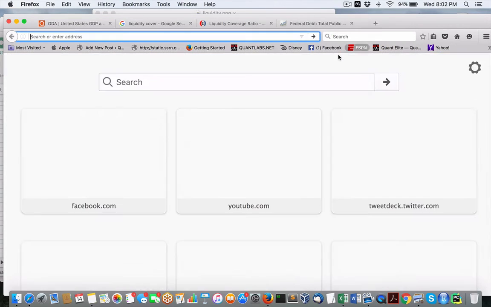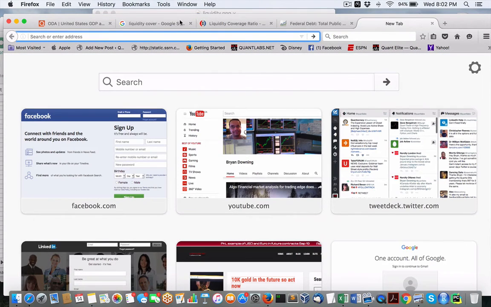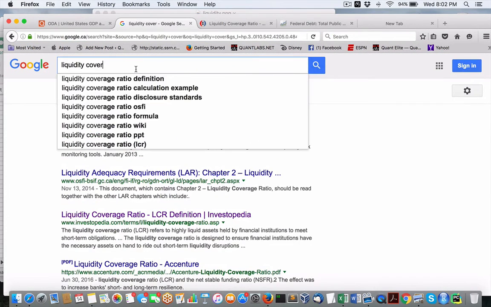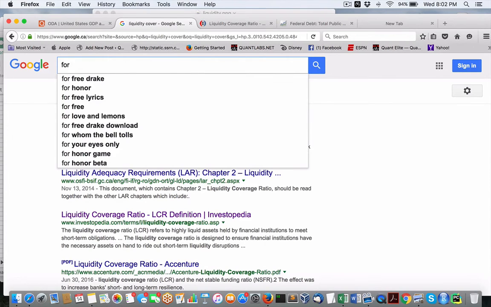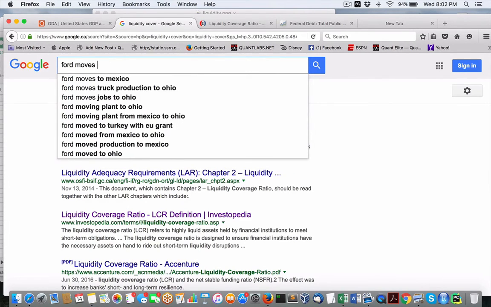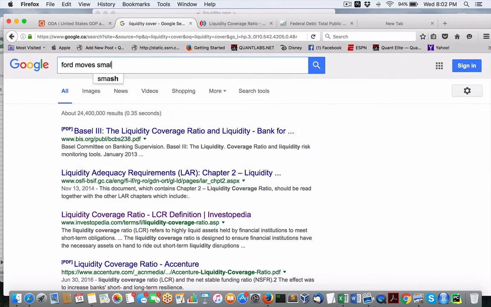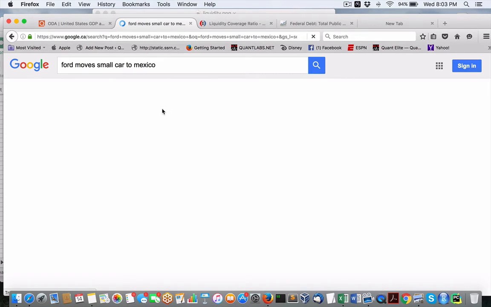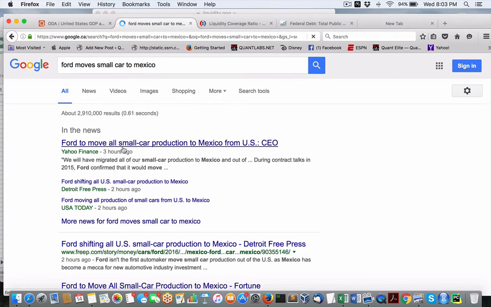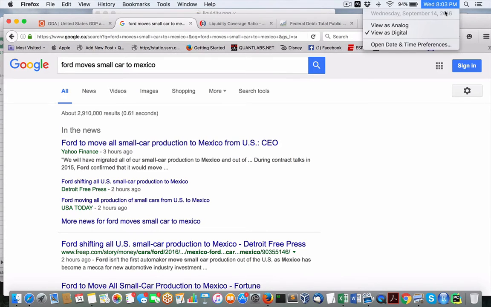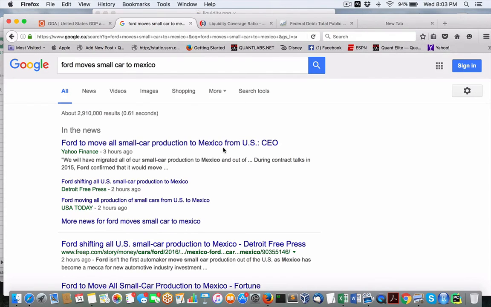Now, I don't know if you've seen this headline. This just came out this morning. Ford moves all small car production to Mexico. That's today. Okay, Ford to move all small car production to Mexico from the U.S. 3 hours ago. Today being September 14, 2016.